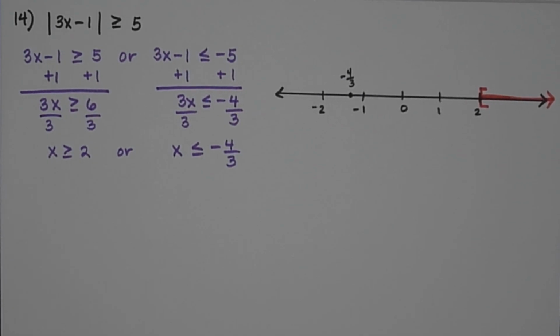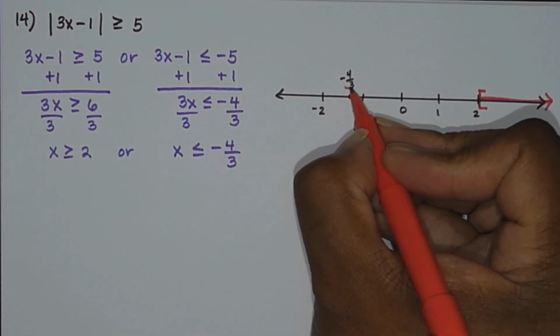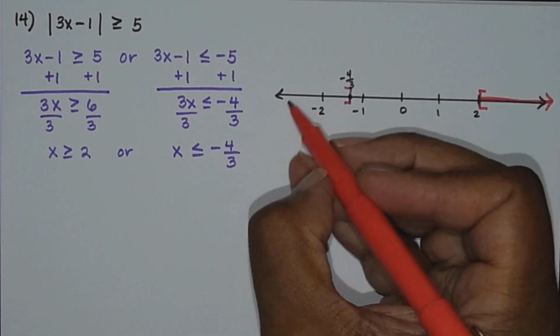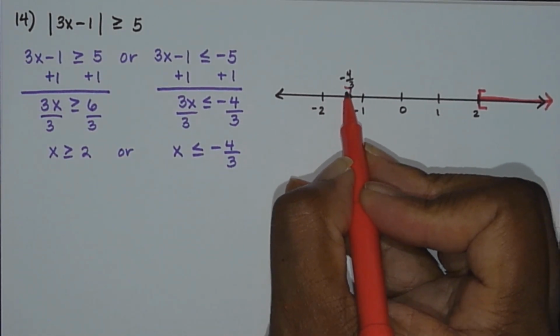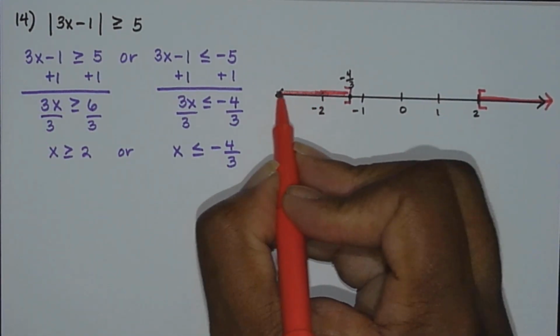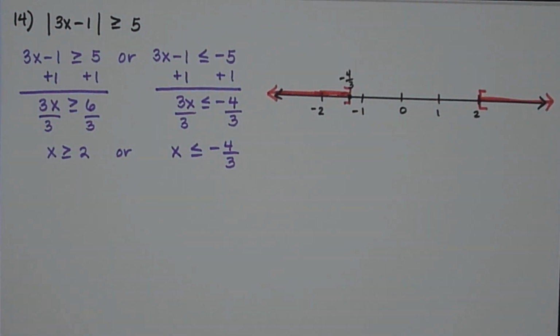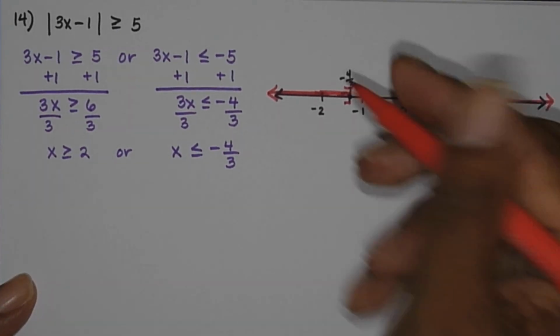Now for x is less than or equal to negative 4/3. Again, a bracket, this time at negative 4/3. And this time the less than or equal to symbol points to the left. We shade to the left. So your graph is going to look like this, going in opposite directions. The interval notation is different because you're going to go from left to right reading this graph.